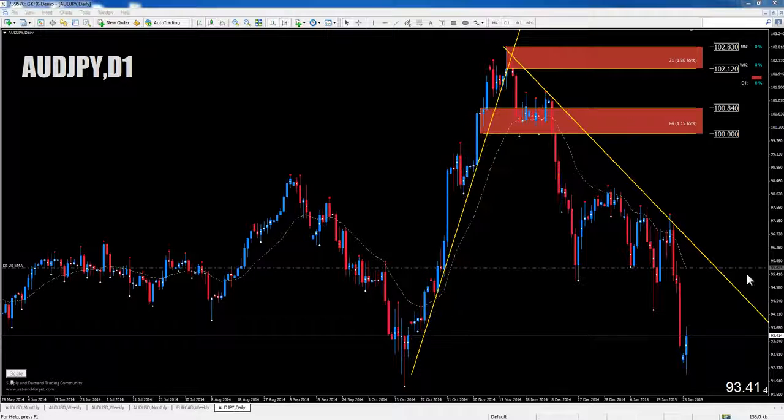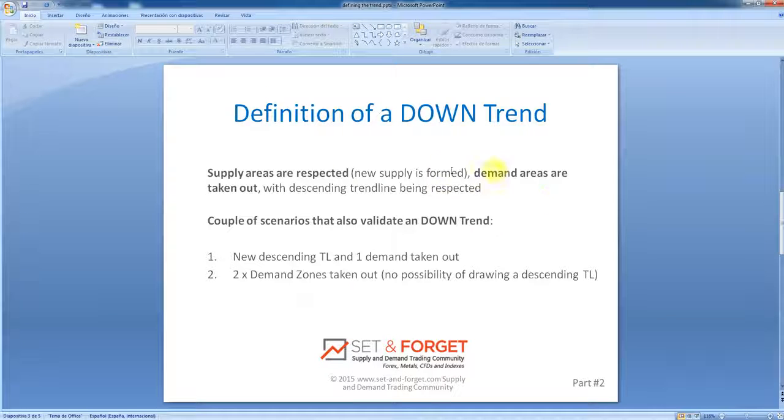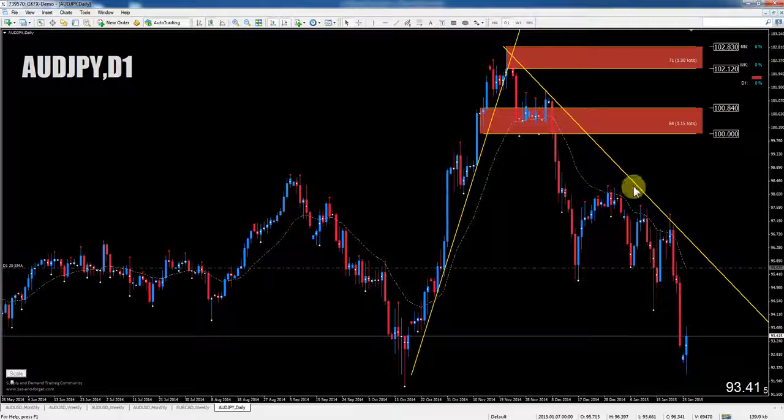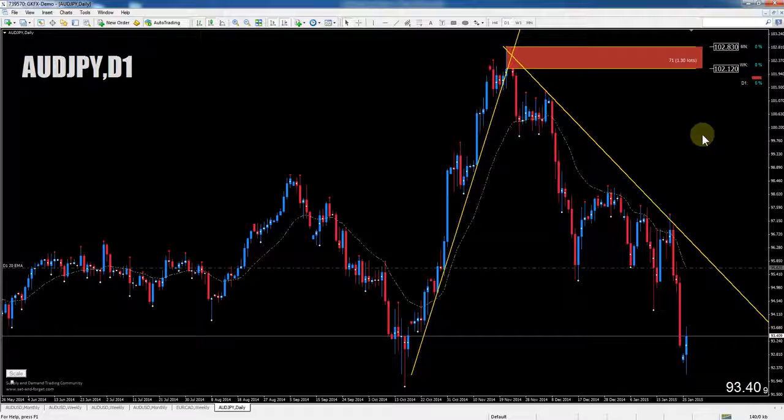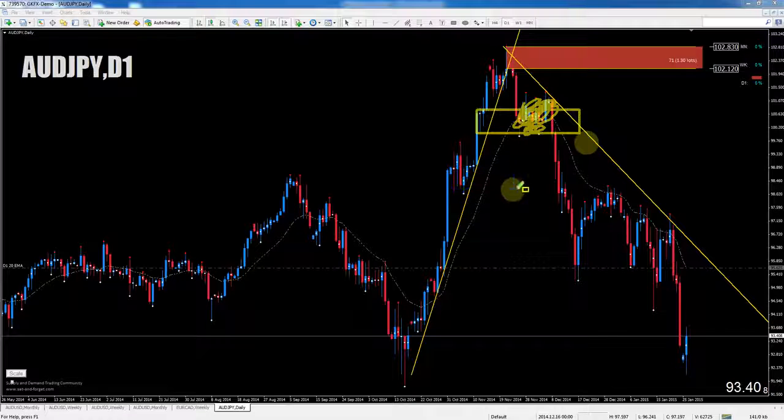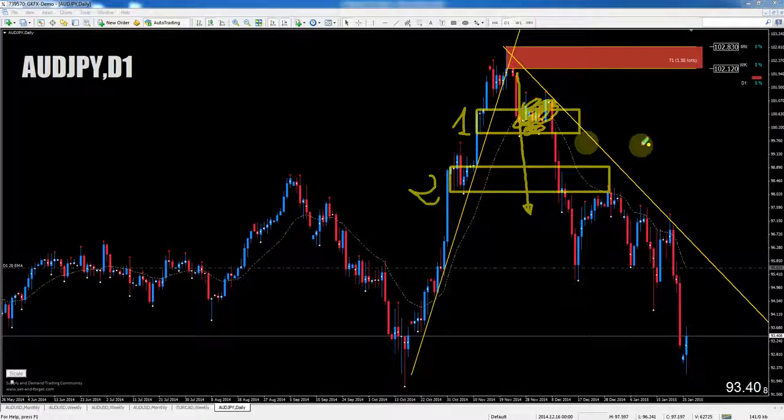The second scenario, I don't have an example right now in mind, but the two areas of demand taken out, no possibility of drawing a descending trend line. The uptrend video defines that in an example, but let's imagine here something, okay? Imagine that this doesn't exist, that didn't happen. So we've got one area of demand, two areas of demand. And now imagine that price drops heavily in an explosive move down and removes one area and two areas of supply. So we don't have the possibility of drawing a descending trend line.